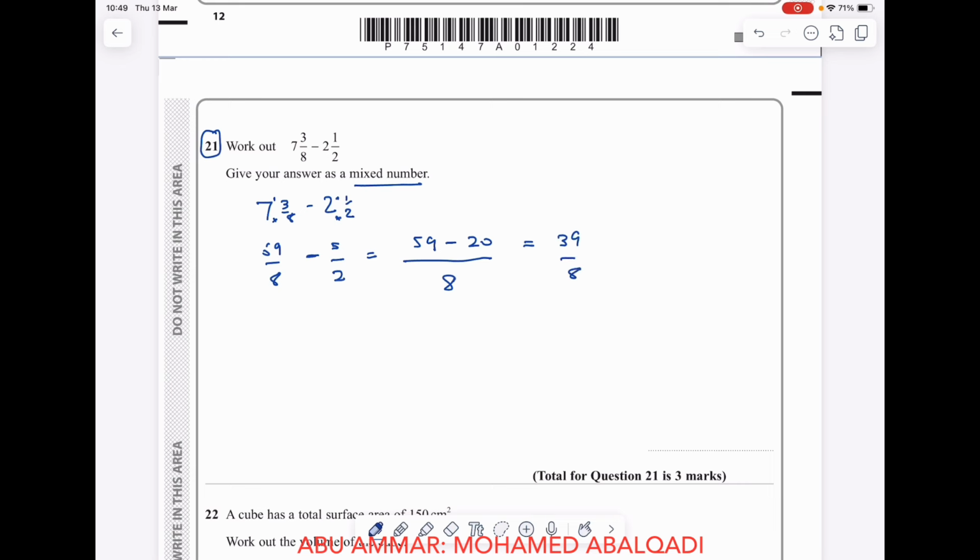So now we need to give our answer as a mixed number. This is an improper fraction. So 8 goes into 39 4 times. So 4 times 8 is 32. So 39 minus 32 is 7, and then we have to put it over 8. So our final answer is 4 7/8.